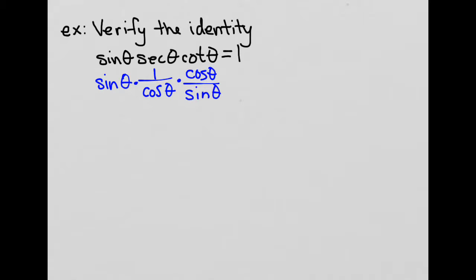Okay, and then from here it's pretty nice. We can notice that sine over sine cancels and cosine over cosine cancels. So that reduces to just 1, and that is what we wanted to verify that it equals. So we are done.